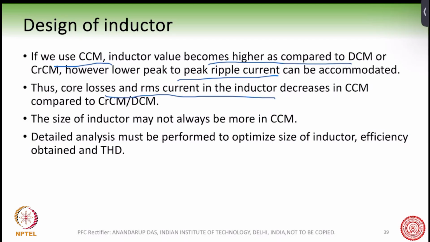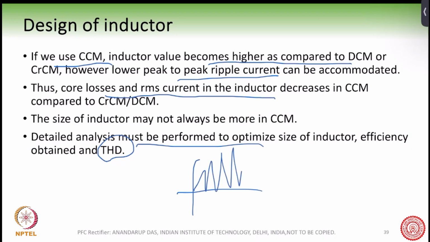So the size of the inductor may not always necessarily be more in CCM. We must do a detailed analysis to optimize the size of the inductor, the efficiency of the whole converter, and the THD. Of course, the THD is very important. We must remember that if you make your inductor current something like this, as compared to the situation where you have the inductor current like this, you can see the blue curve will have a much higher THD. When you go back to the grid side, the THD of that current is much higher as compared to the red one. The red one is much more sinusoidal. So when we go into the CRCM or DCM mode of operation, we must also keep an eye on the THD of the grid current.